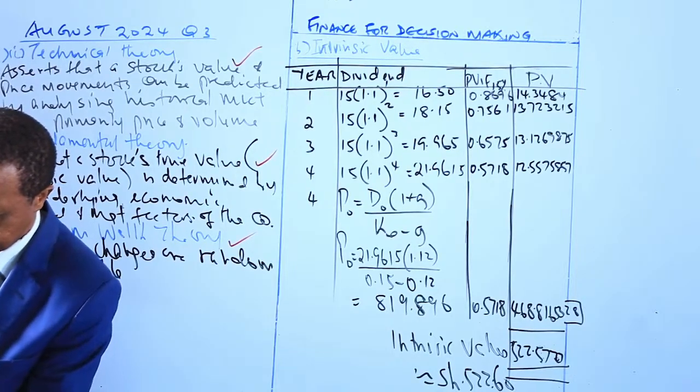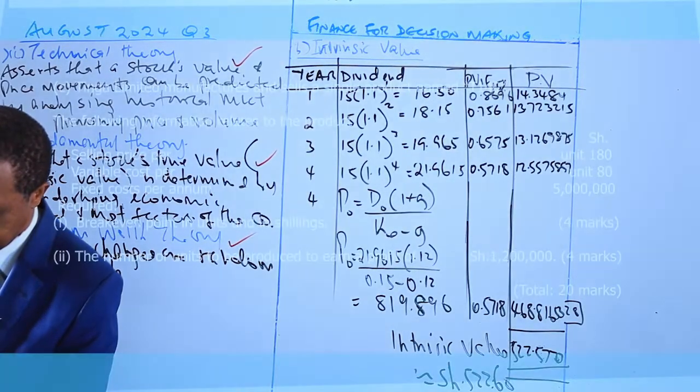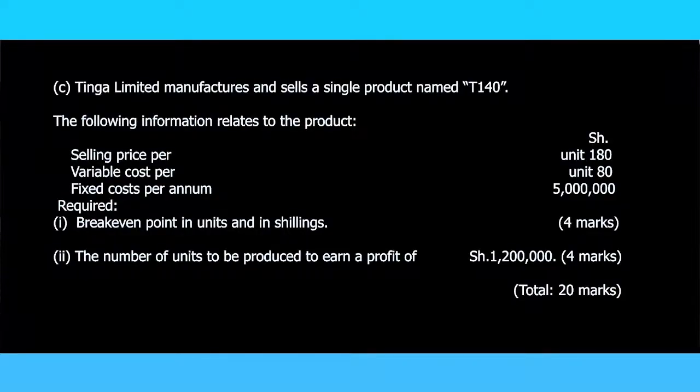Part C of the question reads, Tinga Limited manufactures and sells a single product named T140. The following information relates to the product. Selling price per unit is 180. Variable cost per unit is 80 shillings. Fixed cost per annum is 5 million. Required, Roman 1: the break-even point in shillings and in units, for marks.